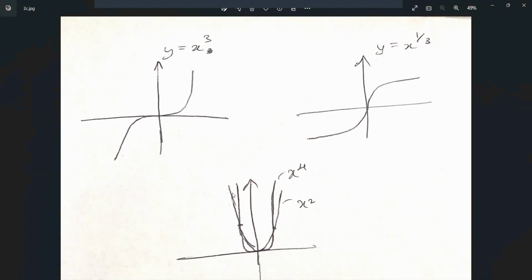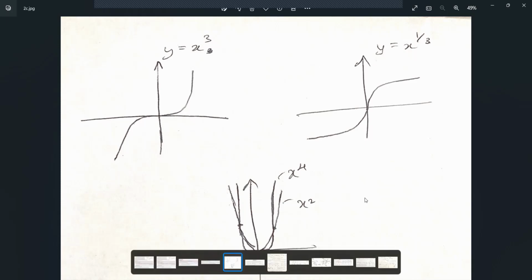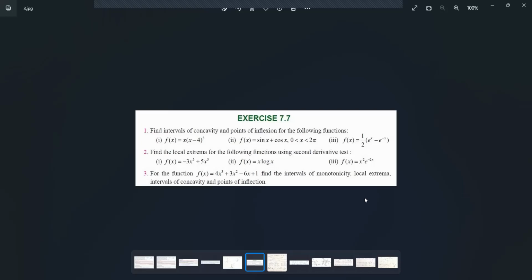In comparison, when we look at the x squared and x to the power 4 curves, the x squared curve is always concave up, and even x to the power of 4 is always concave up. And we don't have any point of inflection here. We just have a minima point at x equal to 0. So following this, we look at the exercises.